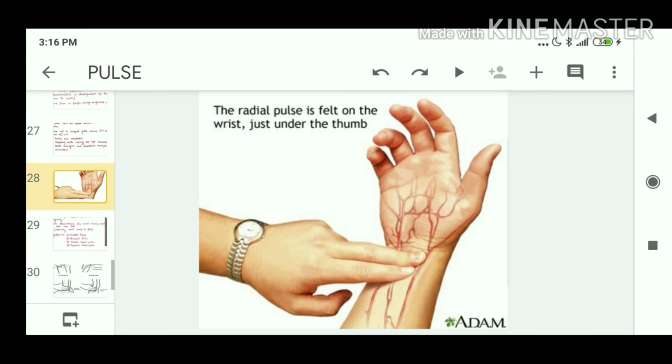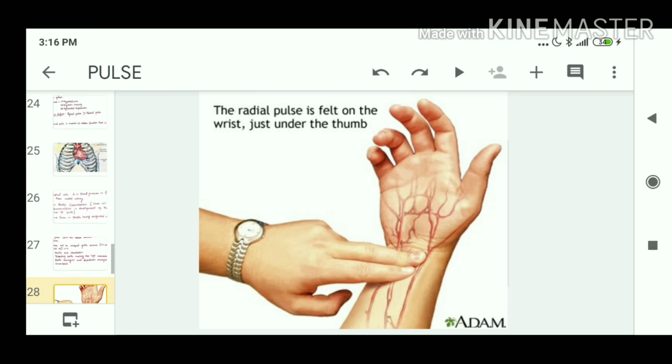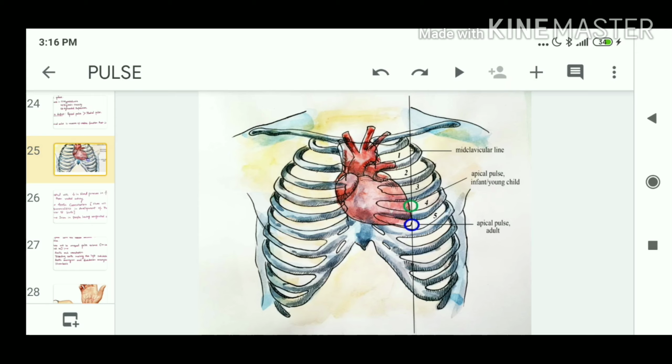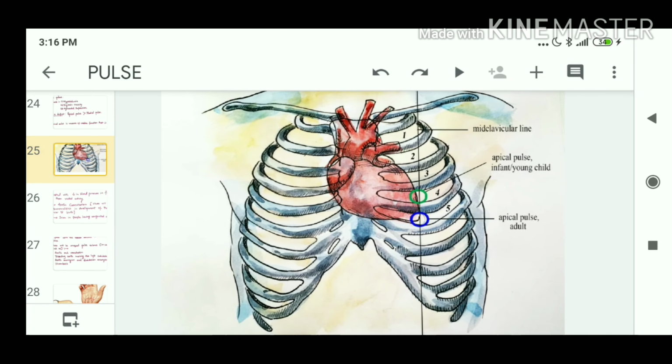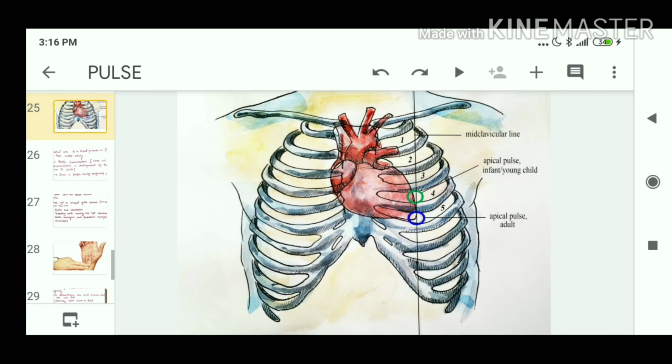See in the next figure, this is the radial pulse. How is the person detecting the radial pulse? It is felt on the wrist, just under the thumb. In that place, you can feel the radial pulse. And the apical pulse, as I told you, will be felt at the apex of the heart. Isn't it?